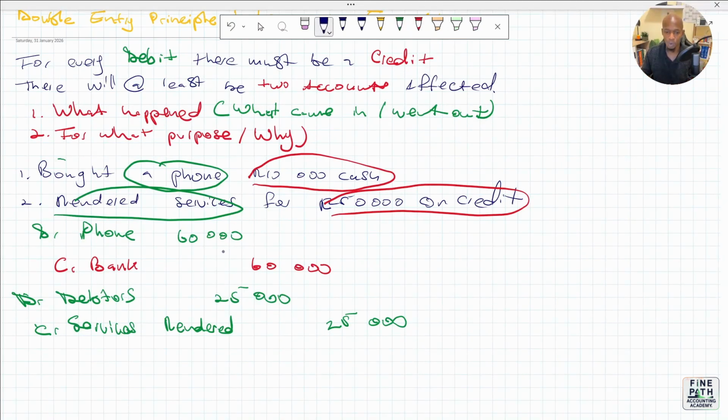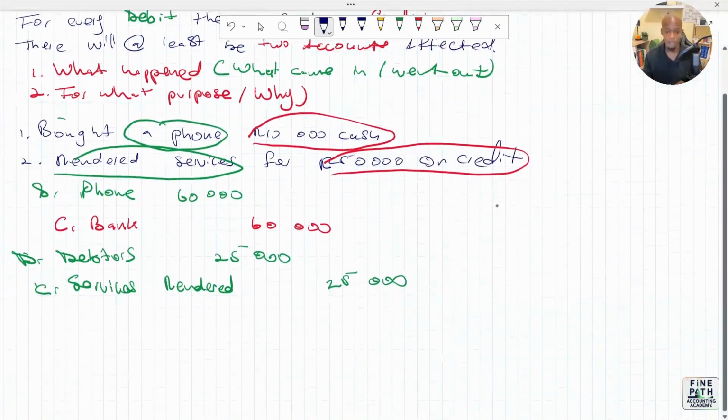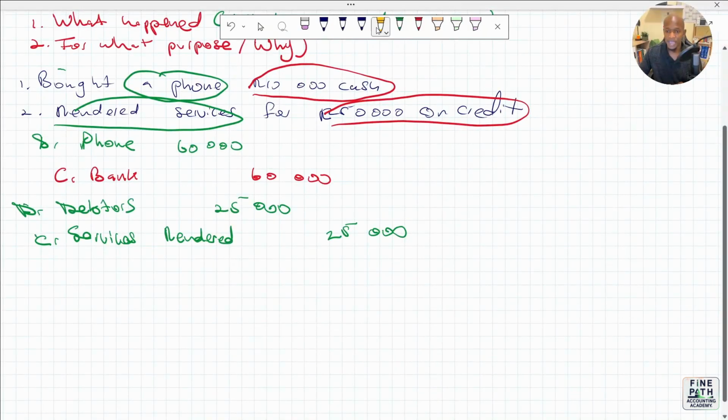So the last thing that I want to do is show how this works out in our accounting equation and how our accounting equation balances. Okay, so let's have our headings there for our assets, equity, and liabilities. So this must always balance, right?